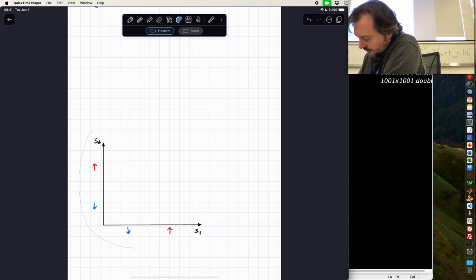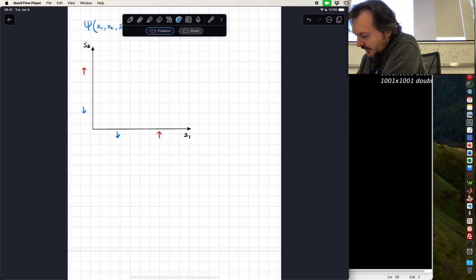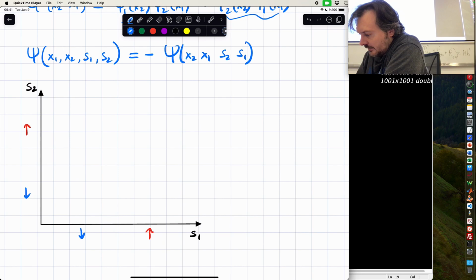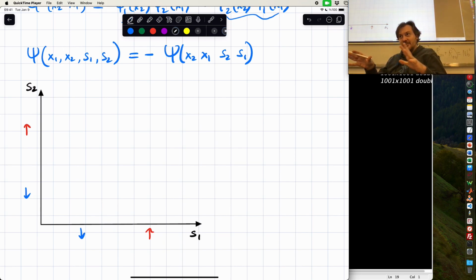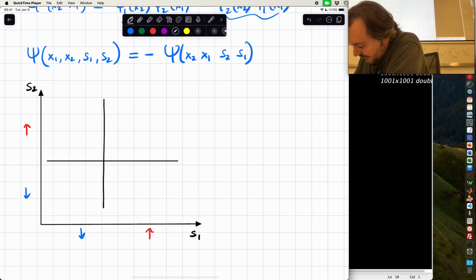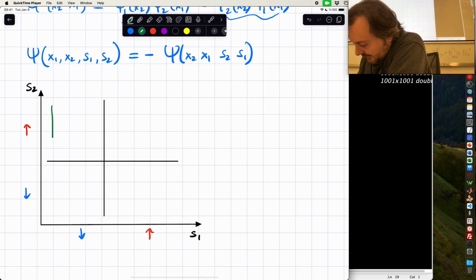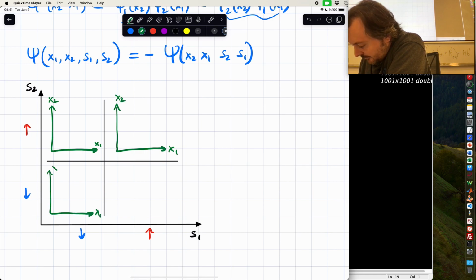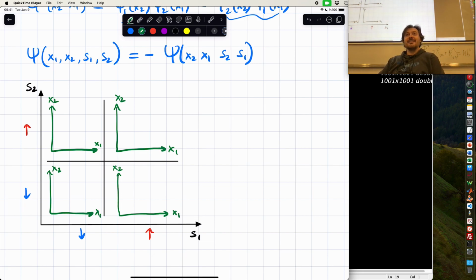Let me draw that one. The way that I draw this four-dimensional thing is to put plots within plots. It's like Inception, okay? So I have an outer plot which is for spins, and inside that plot I have an inner plot which is for space. So each quadrant here has its own x1 and x2. Do you see it? So let me draw you a wave function that is antisymmetric when you include the spins and space all together.